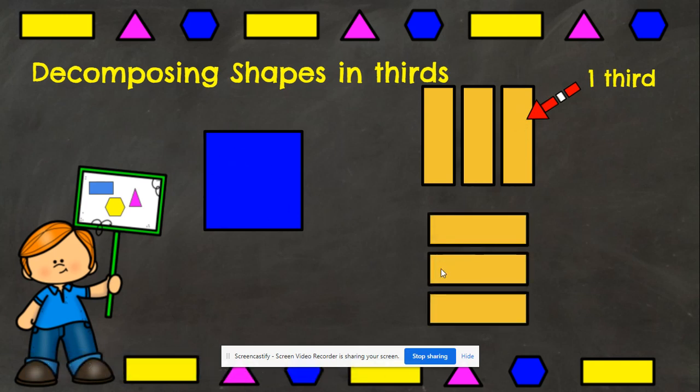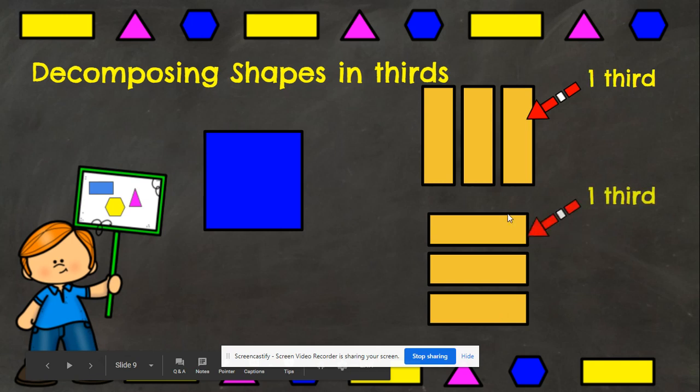Or we could do it this way, right? This is horizontally, o lo podemos hacer horizontalmente. And this is 1/3 of this square.